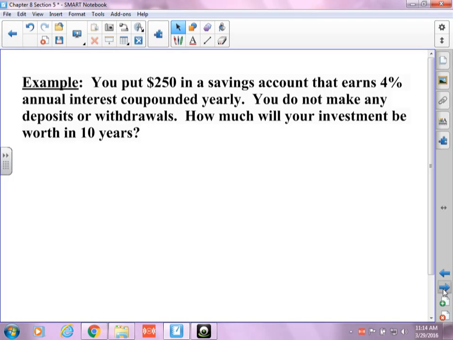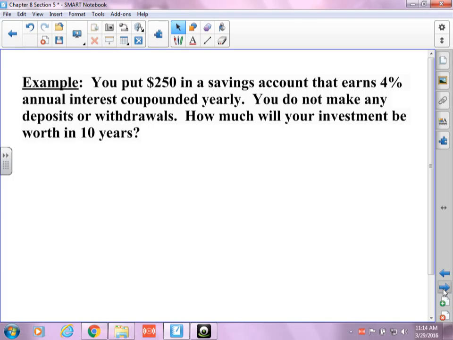So you put $250 in a savings account that earns 4% annual interest compounded yearly. You do not make any deposits or withdrawals. In other words, you don't put any money in or take money out. How much will your investment be worth in 10 years? So what's going on?